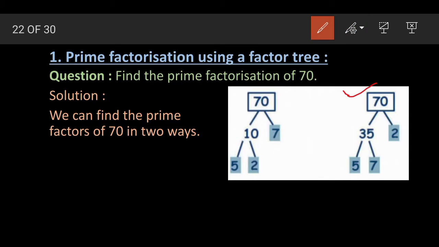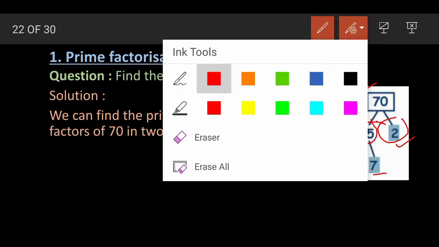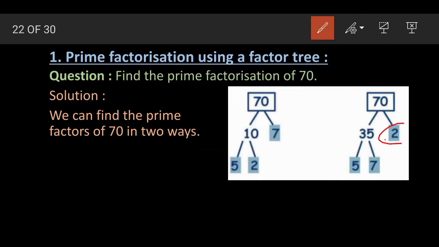Here 70 can be written as the product of two numbers, 35 multiplied by 2. Here 2 is a prime number, so leave that one and break the other number, 35. 35 can be written as the product of two numbers, 5 multiplied by 7 is 35. So here 5 and 7 are also prime numbers, so no need to expand them, leave them in that position. So the prime numbers are 2, 5 and 7.